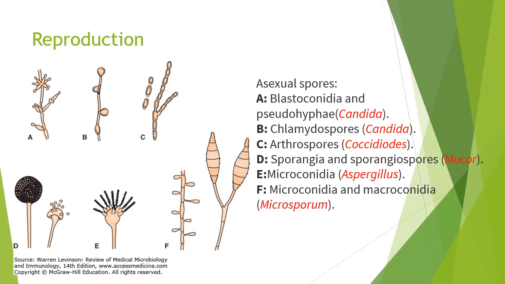So asexual spores can exist in different shapes. From A to F here, I have listed different shapes, as you can see from the picture. A is blastoconidia and pseudohyphae. B is chlamydospores. C is arthrospores. D is sporangia. E is microconidia, and in F we have micro as well as macroconidia. And I've explained before in the practical that micro means small conidia, macro means the larger conidia.